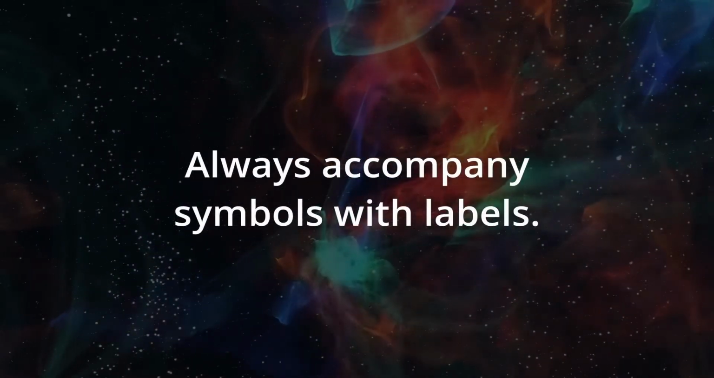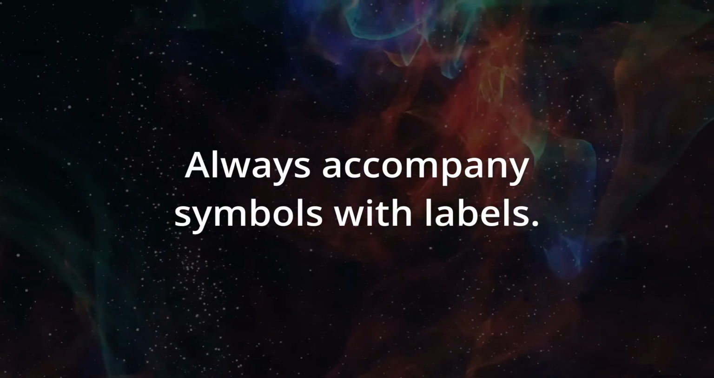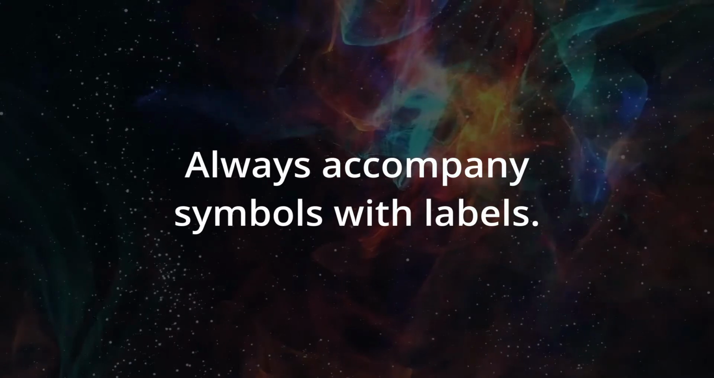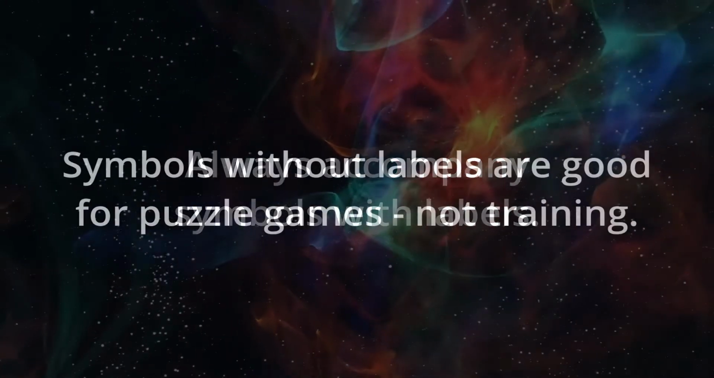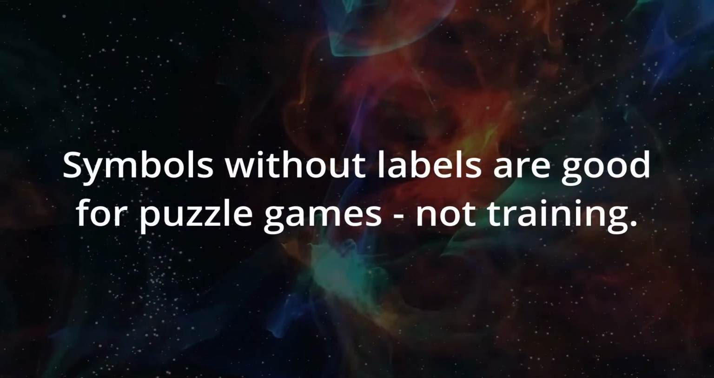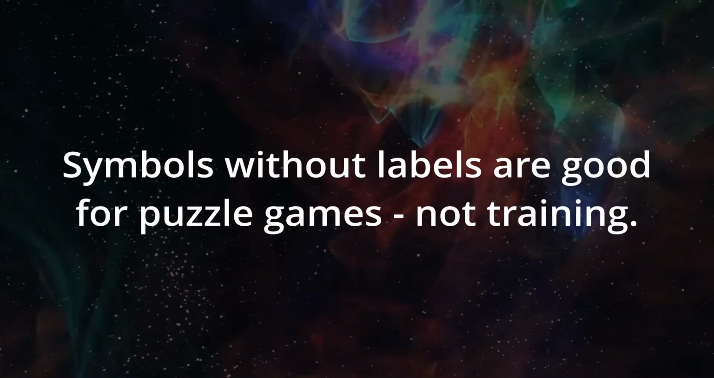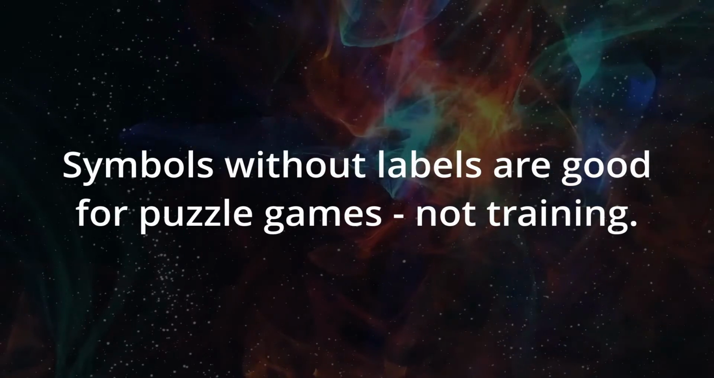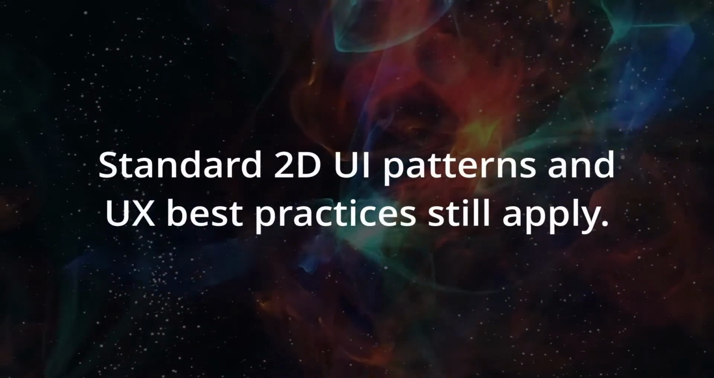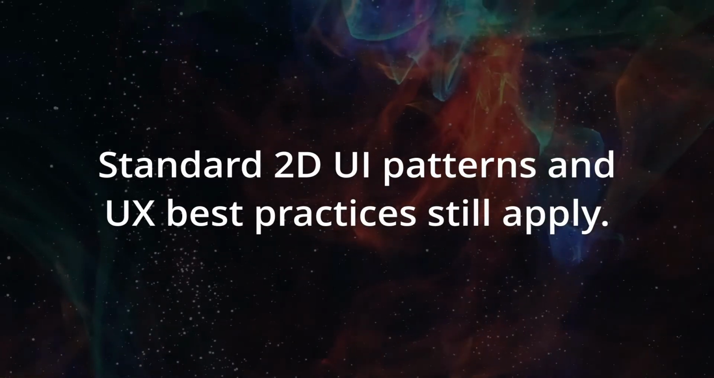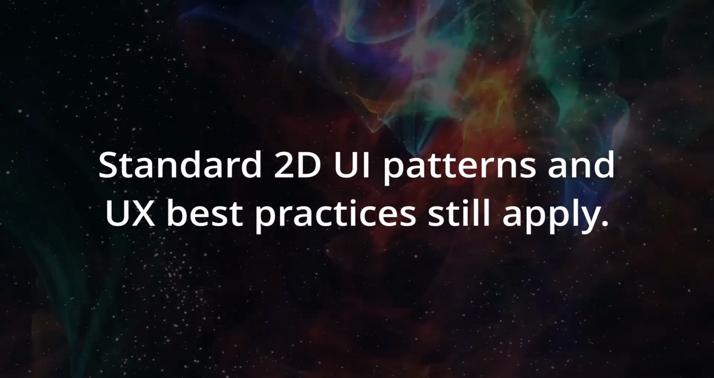Don't cut corners on the interface. UX industry standard best practice is to always accompany a symbol with a label to ensure that it's conveying the right message. Symbols without labels are good for puzzle games or for exploring new virtual worlds. However, this is not an effective form of communicating for training or productivity solutions. When dealing with in-world 2D UI elements, standard UX best practices, interaction patterns, and design principles still apply.